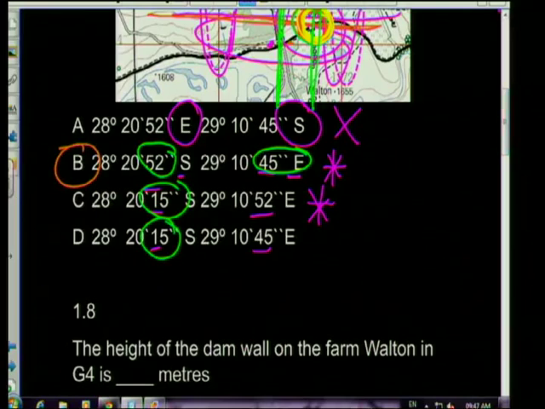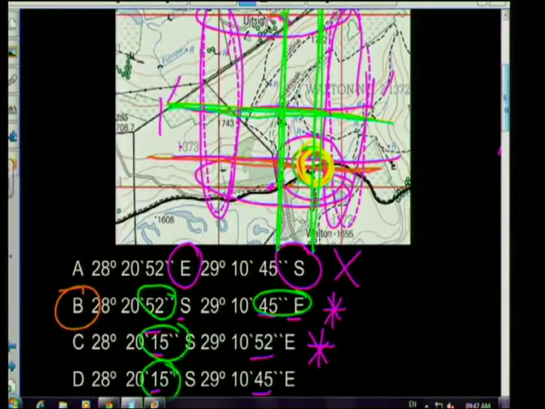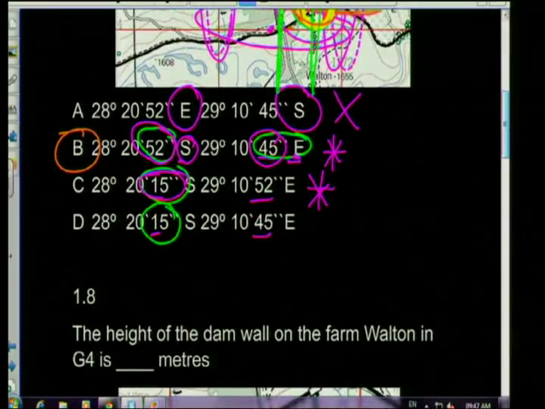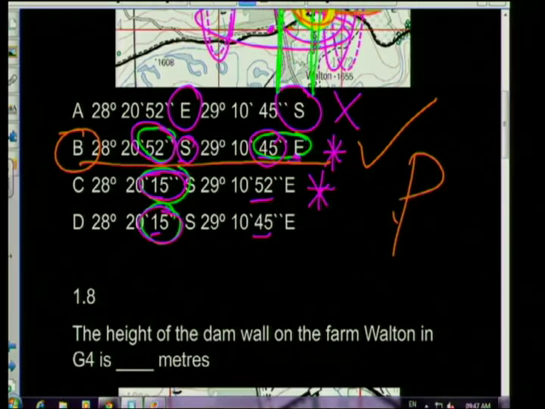Why? Because of the position of Walton Station, which is in the bottom corner. And here's my halfway points between the two. Notice that it has to be greater than 45 seconds in both examples. And the only option that is available greater than 45 seconds is option B, which has 52 seconds in the latitude and 45 seconds in the longitude. The other options in this example, the 15 seconds are much less. So my only option can be B. And that would give me the correct answer.